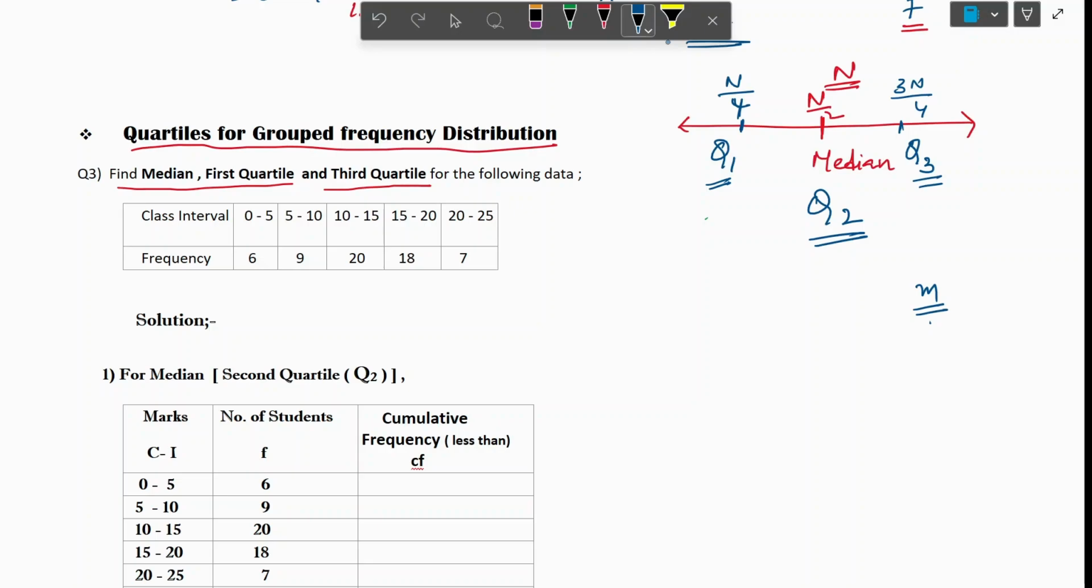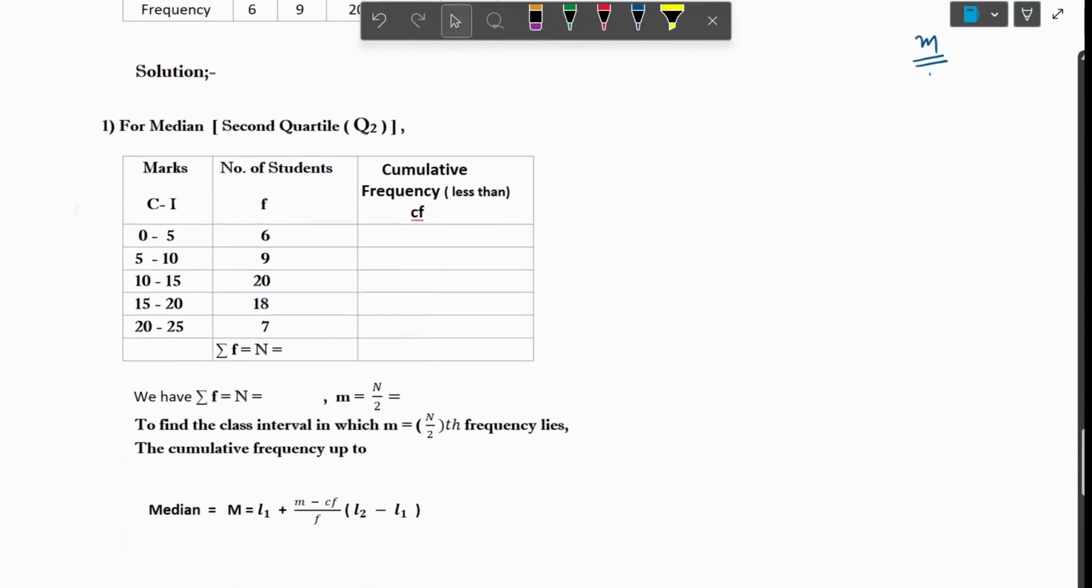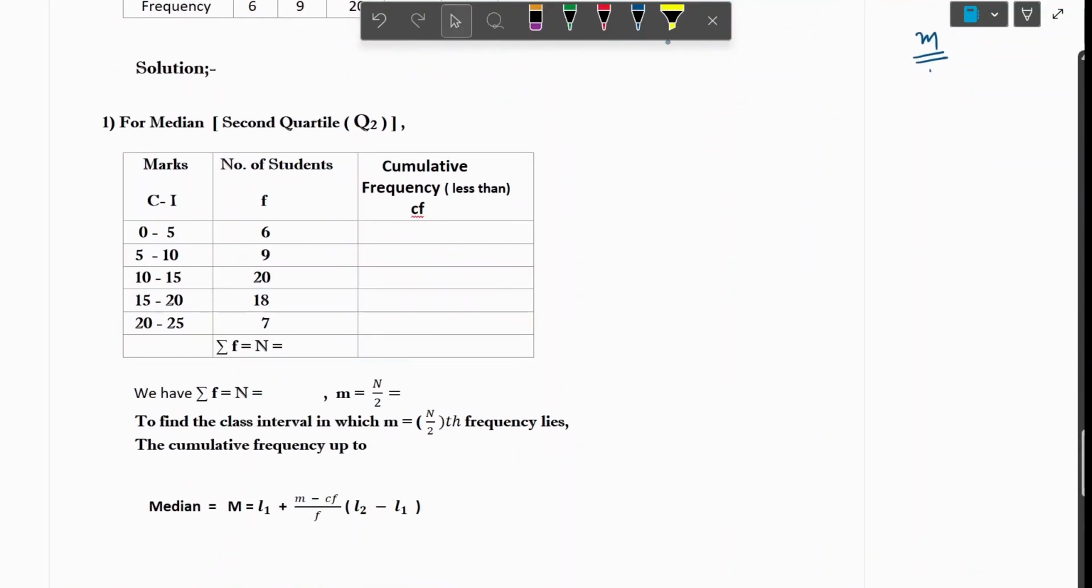Now see, for examination, they will ask you separate questions. They won't ask you all three together. But I'm just showing you how to calculate median, first quartile and third quartile with the same question. Therefore, you can just connect it. Okay. Next. First, we will find the median. We already did one question for median, therefore we can proceed.